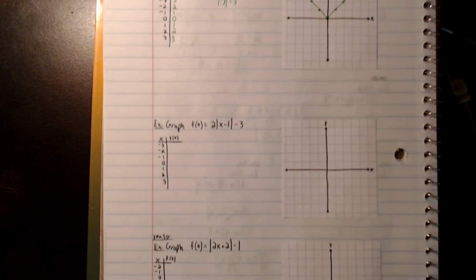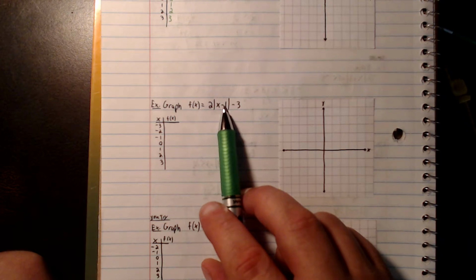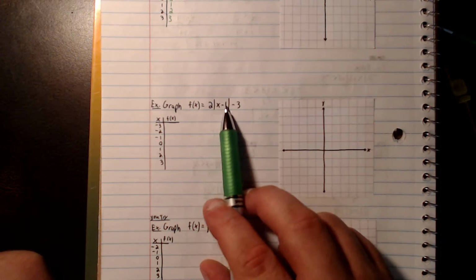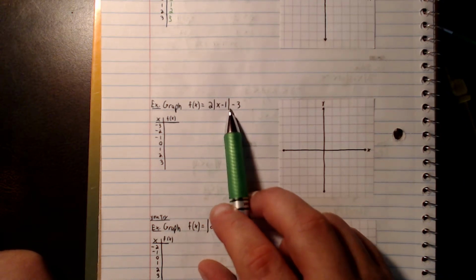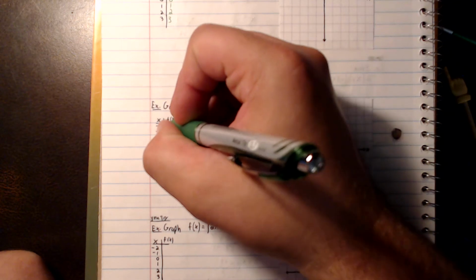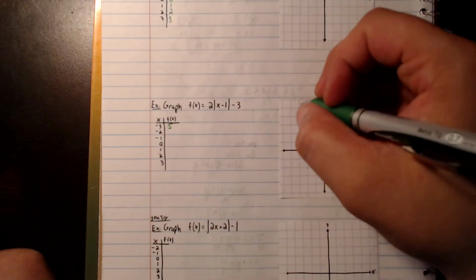Move this up a little bit. Okay, if we plug in negative 3, negative 3 minus 1 is negative 4. The absolute value of negative 4 is positive 4. 2 times 4 is 8. Minus 3, we get 5. So negative 3, 5.